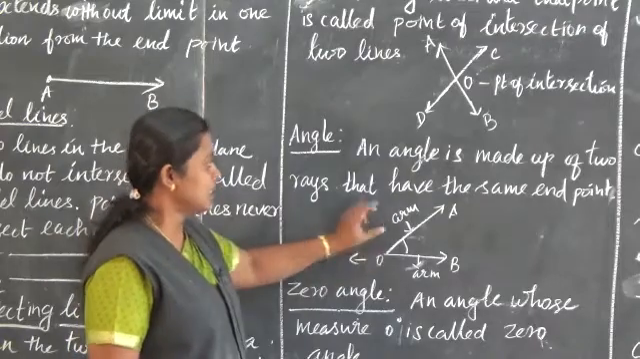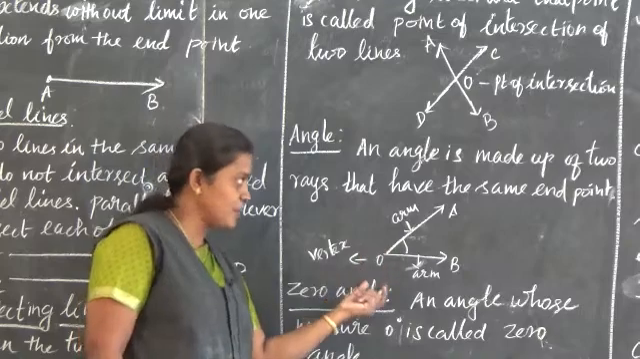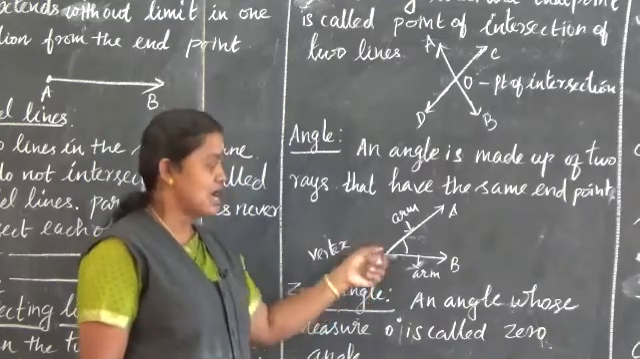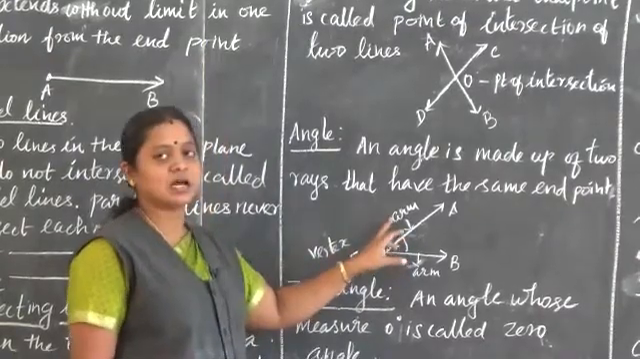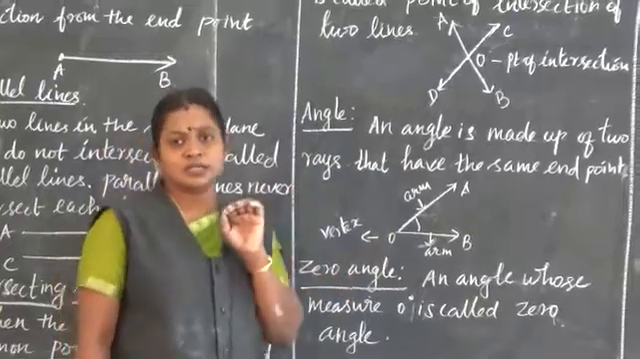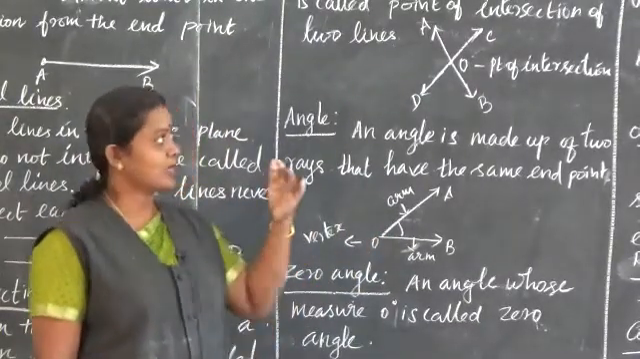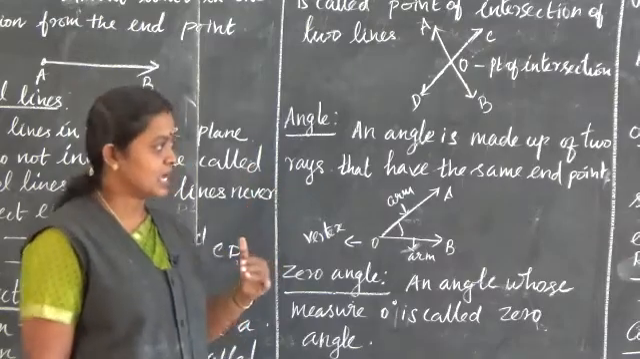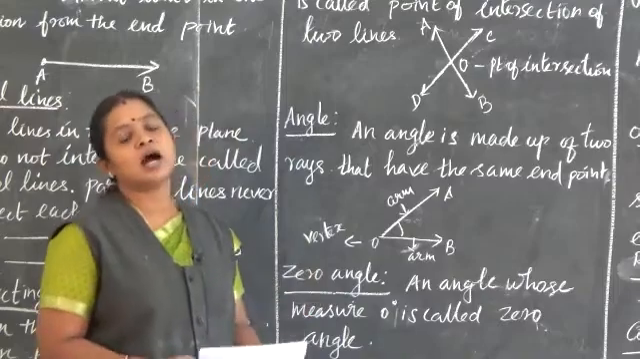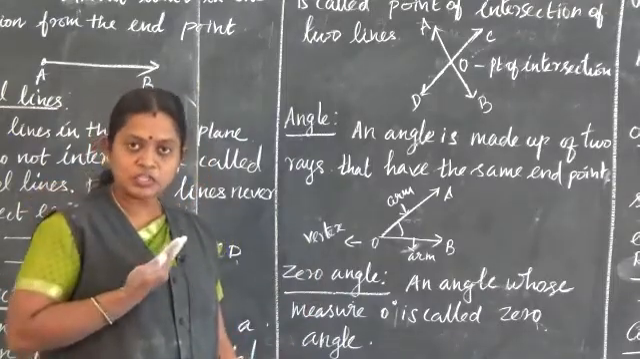So what is meant by an angle? An angle is made up of two rays that have the same end point. That end point is called the vertex of the angle, and the two rays forming it are called the arms of the angle. Now we have different kinds of angles. You already learned zero angle, then acute, then right, then obtuse, then straight, then reflex, then complete angle. I showed it with my hand also. Here we start with a zero angle. This is an acute angle.